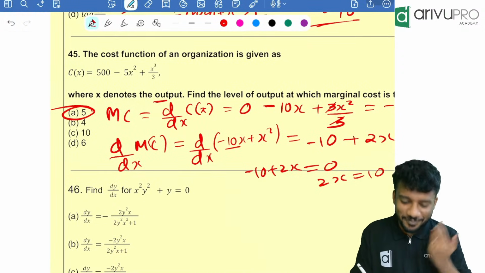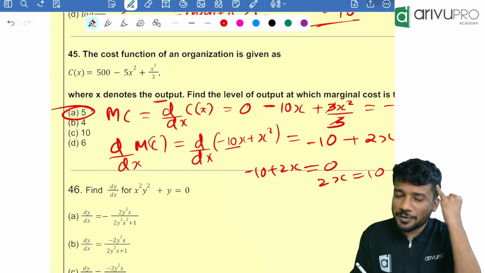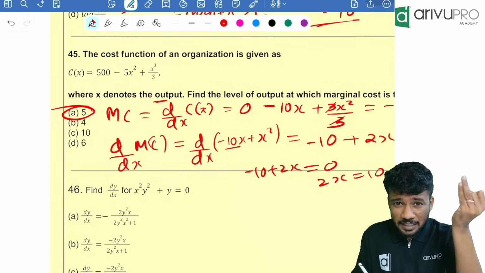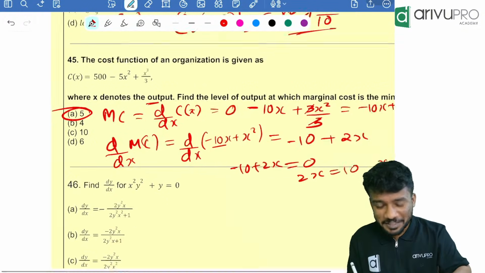Very good question. We solved multiple questions like this. So people, if you ask me, you can expect a cost function question. Then you can expect a basic integral question. Then you can expect a parametric question for your coming examination.